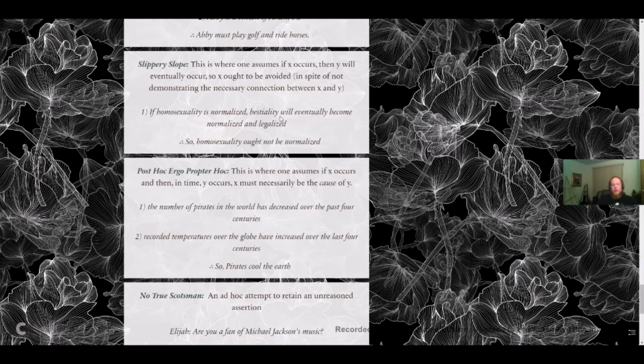Then post hoc ergo propter hoc, depending on how you want to pronounce your Latin. Sometimes this is called after this, therefore because of this. That's literally what the Latin means. Sometimes this is called correlation does not equal causation, especially in the social sciences. This is where you assume that if one thing happens, then another thing happens, the first thing must be the cause of the second thing. Listen to this argument. The number of pirates in the world has decreased over the last 4 centuries. Now, when I say pirates, I'm talking classical pirates, wooden leg, eye patch, parrot on the shoulder, pirates of the Caribbean.